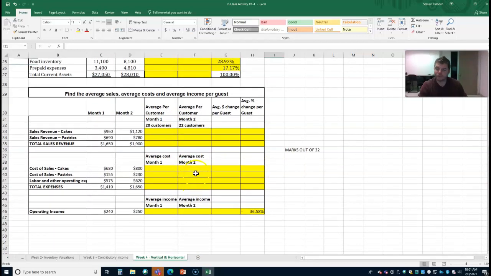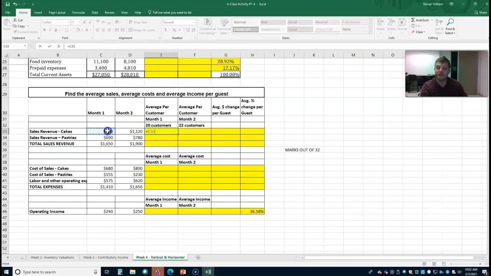Now this one here is a little bit more interesting. This here is finding out averages per customer and then determining what the average dollar amount change per guest is and the average percentage change per guest. So I think this is like a bakery. We sell cakes, we sell pastries. What you're going to do here is divide this by the number of customers to find out per customer how much they spend on average.